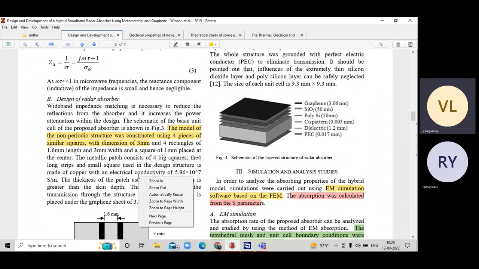In the layer, we call it ounce basically. Half ounce is 0.0175, and 1 ounce is 35 micrometer, so 0.035. The half ounce is what they are using, which is the standard they follow for the metallic layer. And the dielectric thickness should be 1.6, not 1.2.